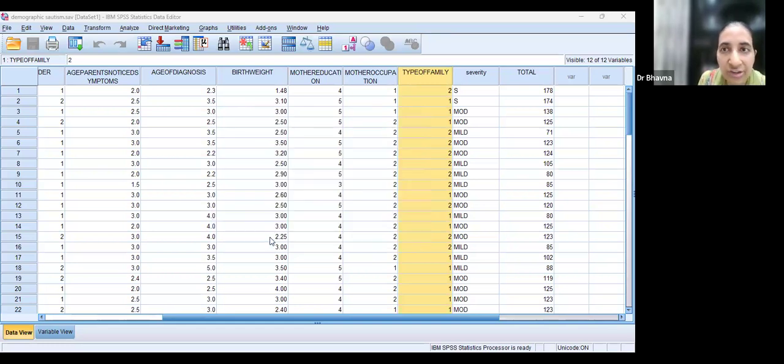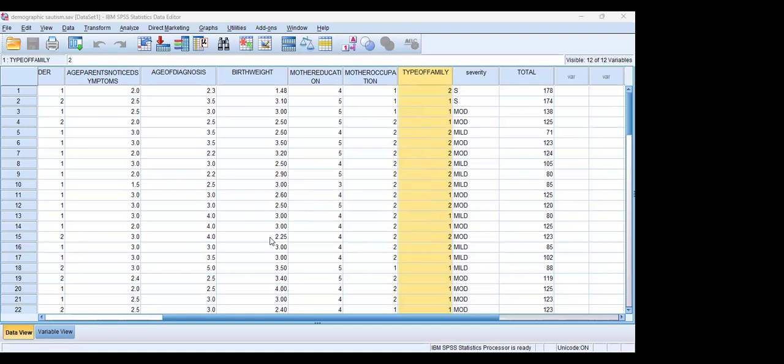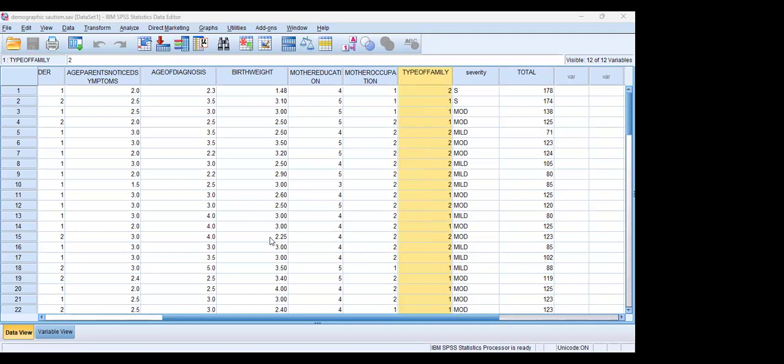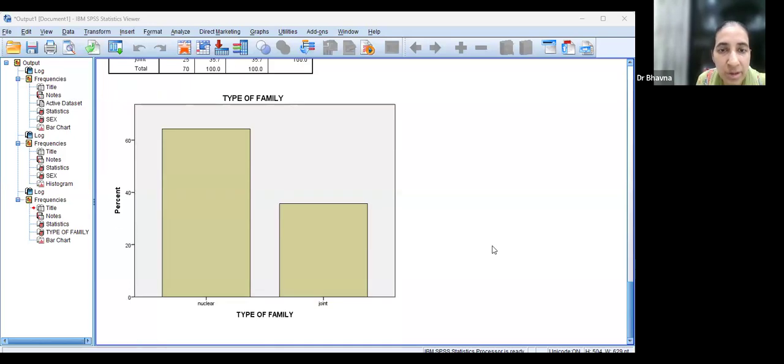If the screen is not shared, just let me know. Is it visible? The type of family bar chart is visible? No, ma'am, only the type of family is highlighted. No. The output chart is visible where type of family, nuclear and joint can be seen. No, ma'am. Okay, I'll just share again. This is the problem with SPSS. Yeah, I hope it is visible now.